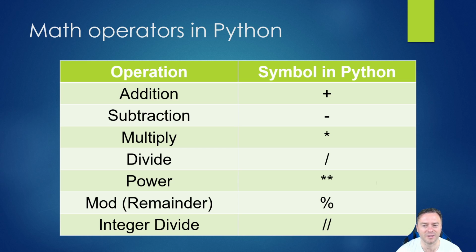So addition, subtraction, exactly the same symbols. Okay, so just plus and minus. Multiply is a little bit trickier. So instead of using a normal X, we actually use the asterisk, which is the same as Shift 8. Or if you have a number pad, it's the top character in the right.